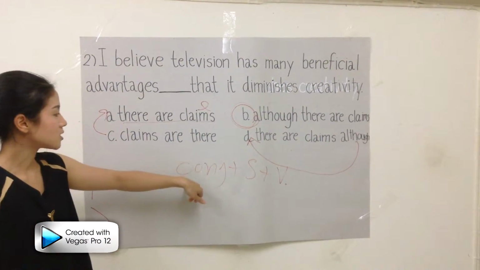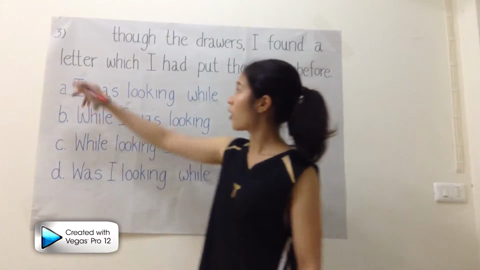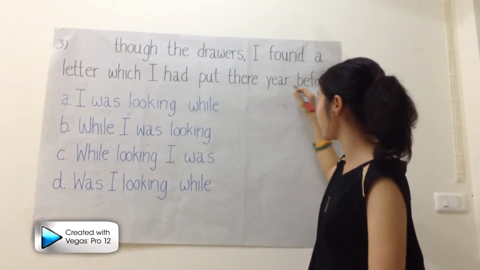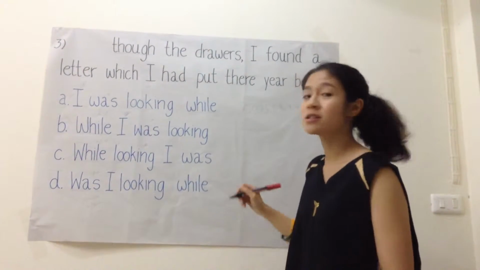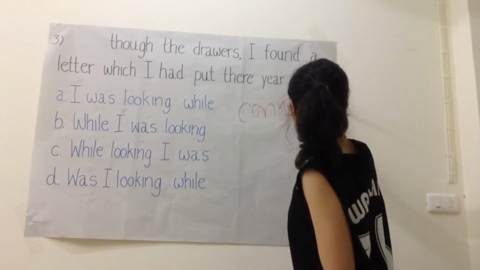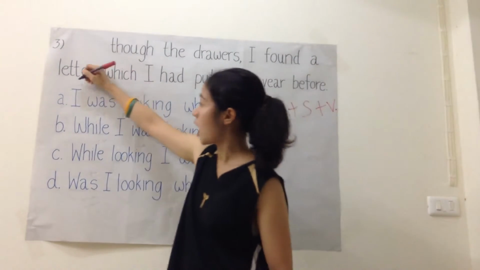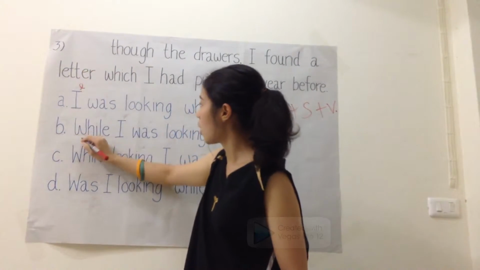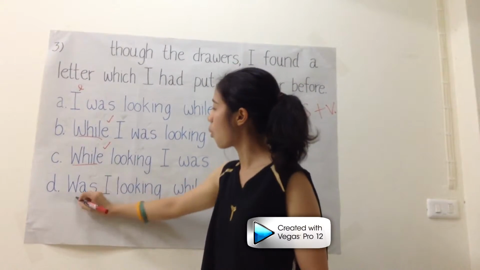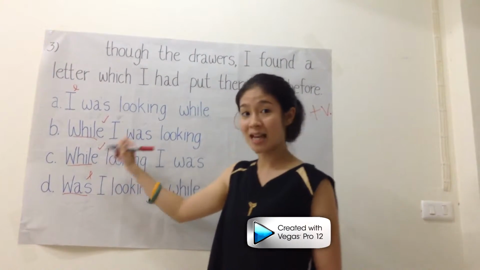because the pattern of adverb clause is conjunction, subject, and verb. For 3, the drawers I found are letters which I had put there years before. The pattern of adverb clause is conjunction, subject, and verb. We have to find conjunctions. For A, is I a conjunction? No. Is why a conjunction? Yes. Why is a conjunction? Yes. Is was a conjunction? No. So we have B and C.